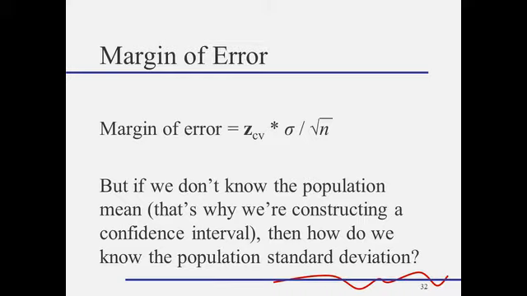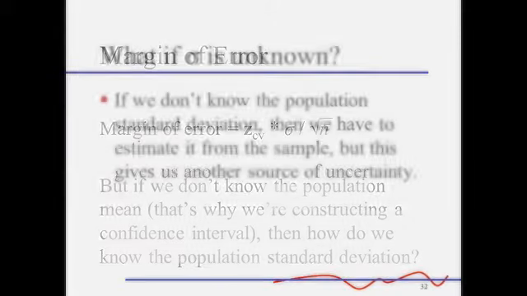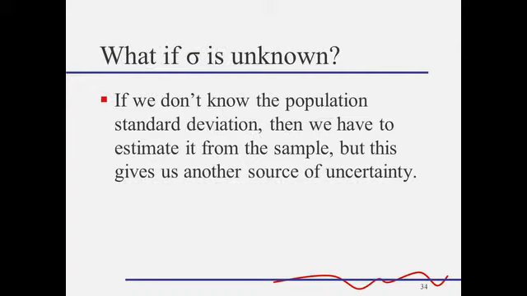We would only want to build a confidence interval when we don't know the population mean. But if we don't know the population mean, how do we know sigma, the population standard deviation? I'm going to say that again because it's an important point. It would be really strange to know the population standard deviation, that's sigma, when we don't know the population mean. We could use the sample standard deviation to estimate the population standard deviation. However, estimating the standard deviation from the sample gives us another source of uncertainty.